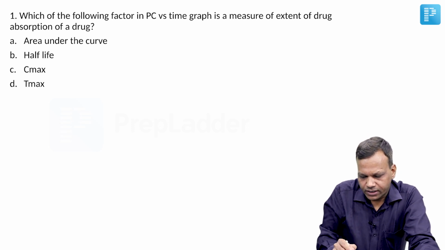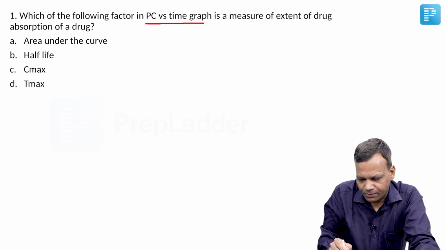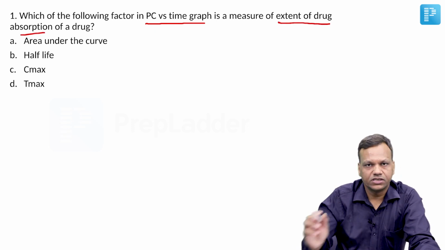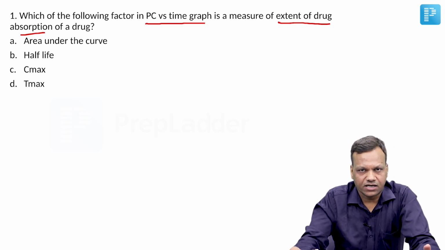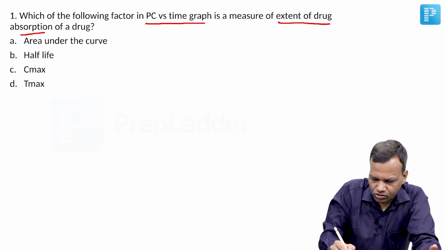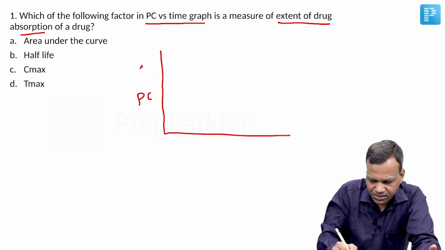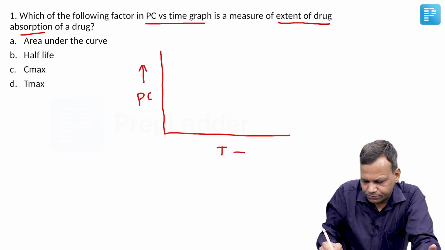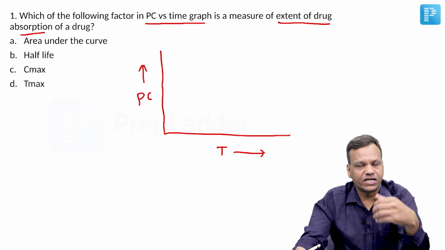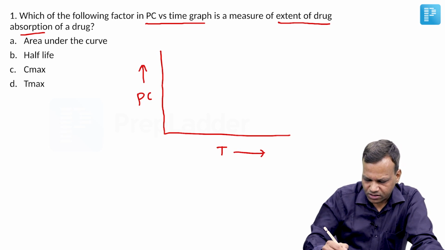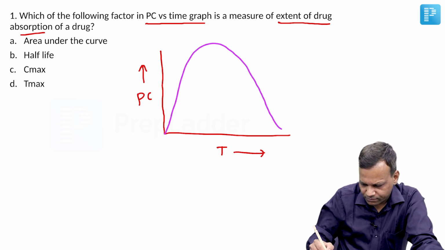Which of the following factors in plasma concentration versus time graph is a measure of extent of drug absorption? So this concept we discussed in our videos also. If you plot a graph between plasma concentration and time, we have given a drug, after every half an hour we are measuring the plasma concentration and we plot a graph. Suppose the graph looks like this.